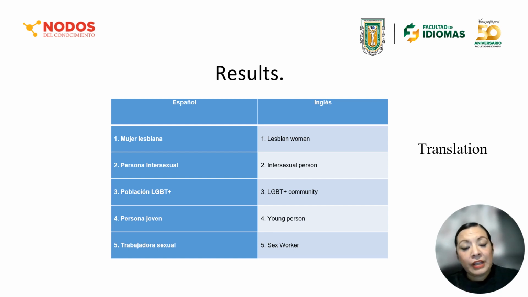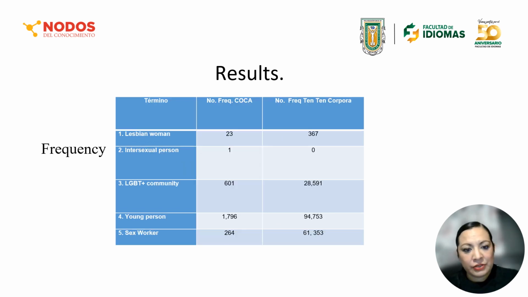And let's talk about the number of hits or uses that we found. We searched these words through the frequency, I'm sorry, the number of frequency, in one corpus and in the other one, the Tencent corpora. For example, lesbian woman in one corpus appeared 23 times. Meanwhile, in our second one, we got 367.